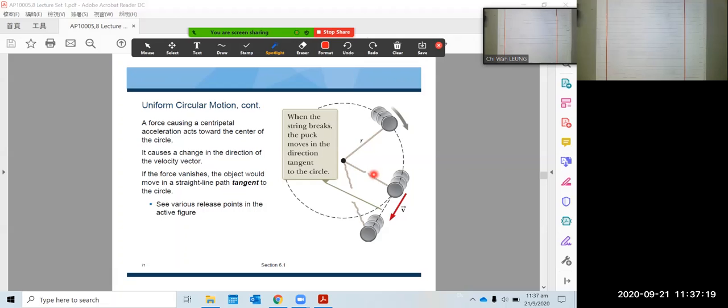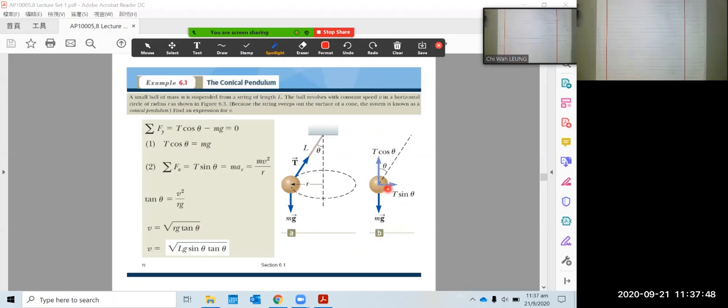Otherwise, if, for example, the string is broken, there is no tension in the string, there would not be circular motion anymore. There would not be centripetal acceleration, and the object, according to Newton's first law, would start to make a linear motion with constant velocity. That is what we learn in Newton's laws of motion. So that is the idea of circular motion.